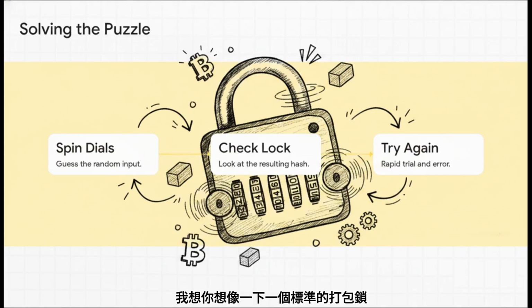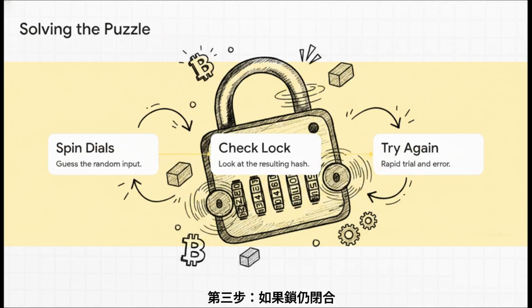I want you to picture a standard padlock, the kind with the little number dials. Step 1, you spin the dials to a completely random guess. That right there is your input. Step 2, you pull on the lock to see if it actually opens. In mining terms, you're looking at the resulting hash to see if it's the winner.